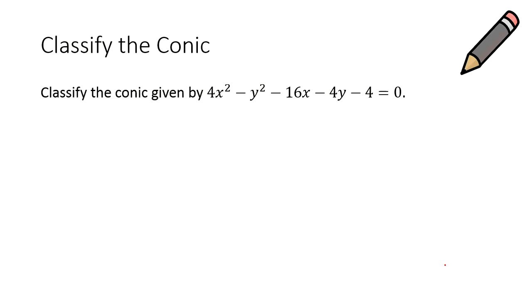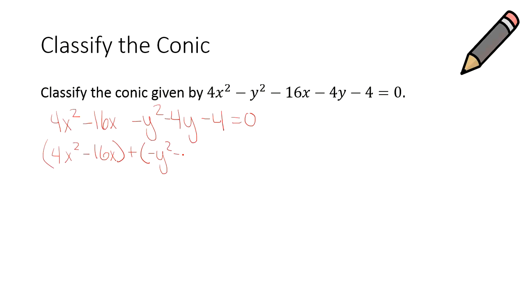Let's try one more. So I got 4x squared minus y squared minus 16x minus 4y minus 4. So let's group our x terms and our y terms together. Minus y squared minus 4y minus 4 equals 0. Okay, kick it to the other side. And then I'm also going to group my terms with parentheses here. Notice how the negative, I'm going to carry it with the y squared so we can see it.